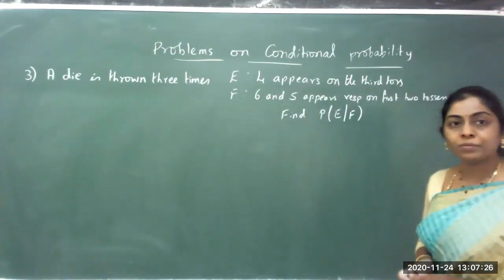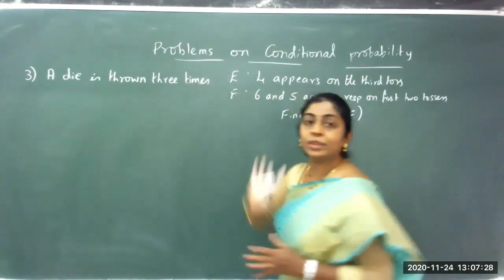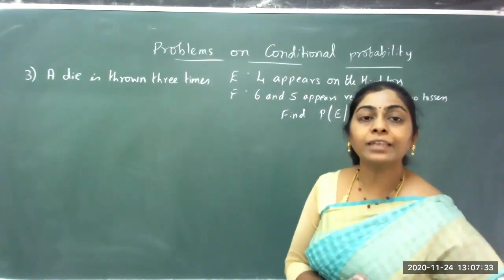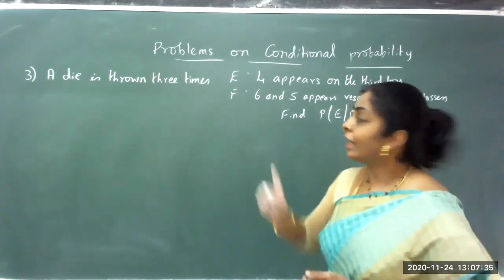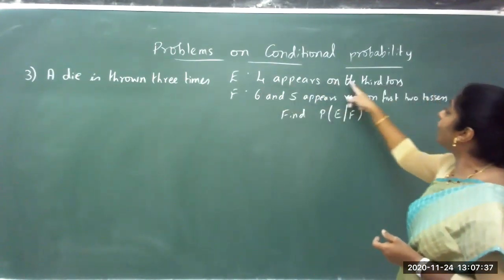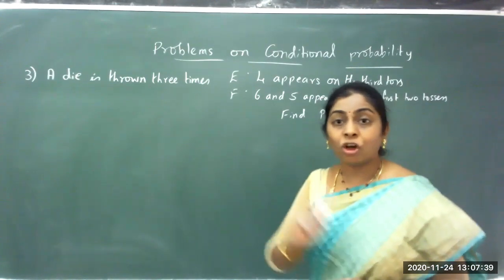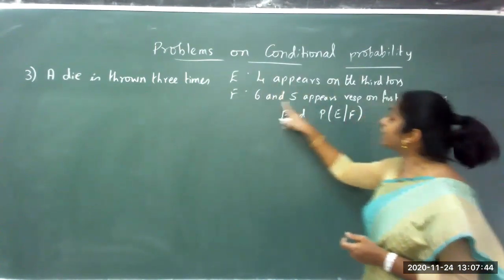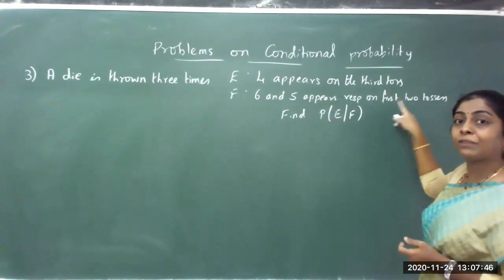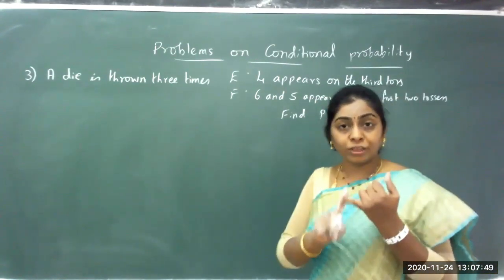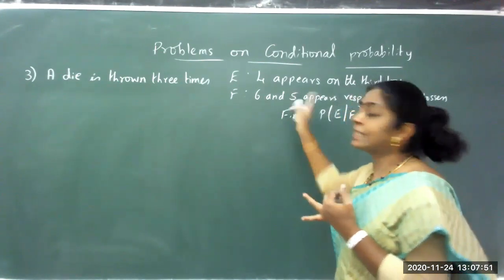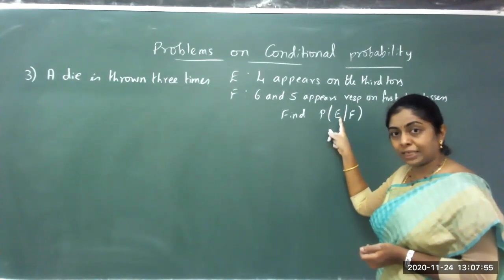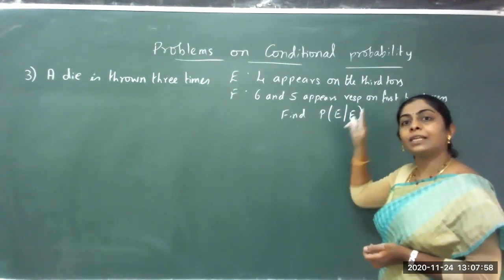The next problem: a die is thrown 3 times. So we consider a die as the random experiment, and it is thrown 3 times. Event E: 4 appears on the third toss. Event F: 6 and 5 appear respectively on the first two tosses, on the first turn and the second one. Find the conditional probability of event E given that event F has occurred.